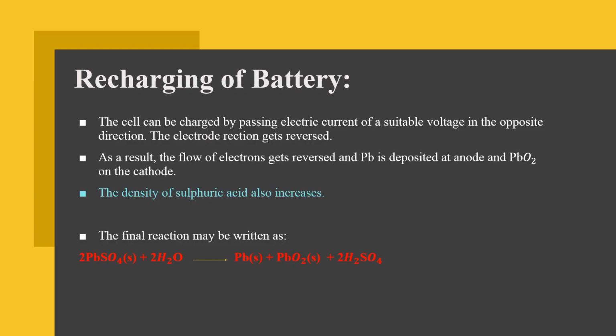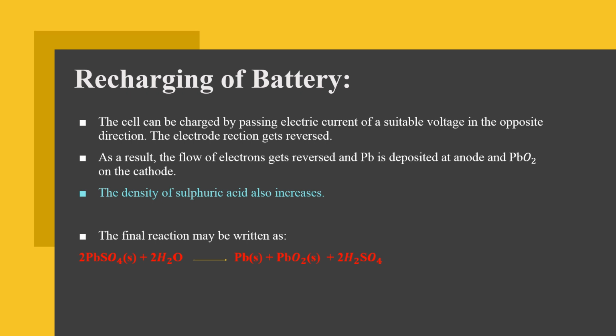Now the reaction which we have discussed for the lead storage battery was for discharging of the battery. Now we discuss charging of the battery. The cell can be charged by passing electric current of a suitable voltage in the opposite direction, and the electrode reactions get reversed. As a result, the flow of electrons gets reversed and lead is deposited at the anode and PbO2, lead dioxide, at the cathode. The density of sulfuric acid now increases.